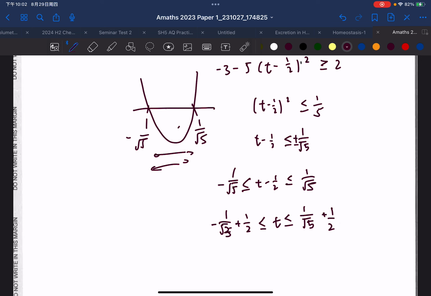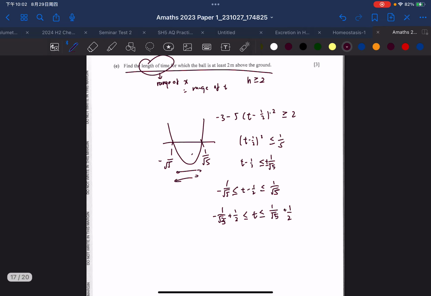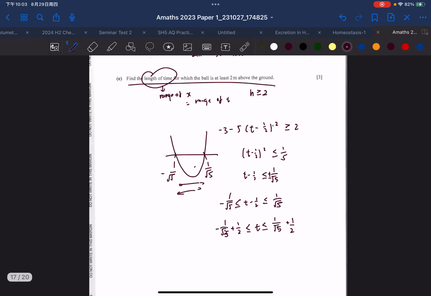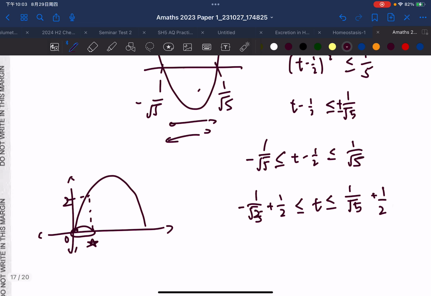So how do you get your last mark? They ask for the length of time. So the length of time for which the ball is at least 2m above the ground. So the graph is like this, right? They actually want you to find, let's say that this is 2. Okay? So from 0 to 2, they ask you to find this part. Get it? Can you get it? Okay, can you get it?